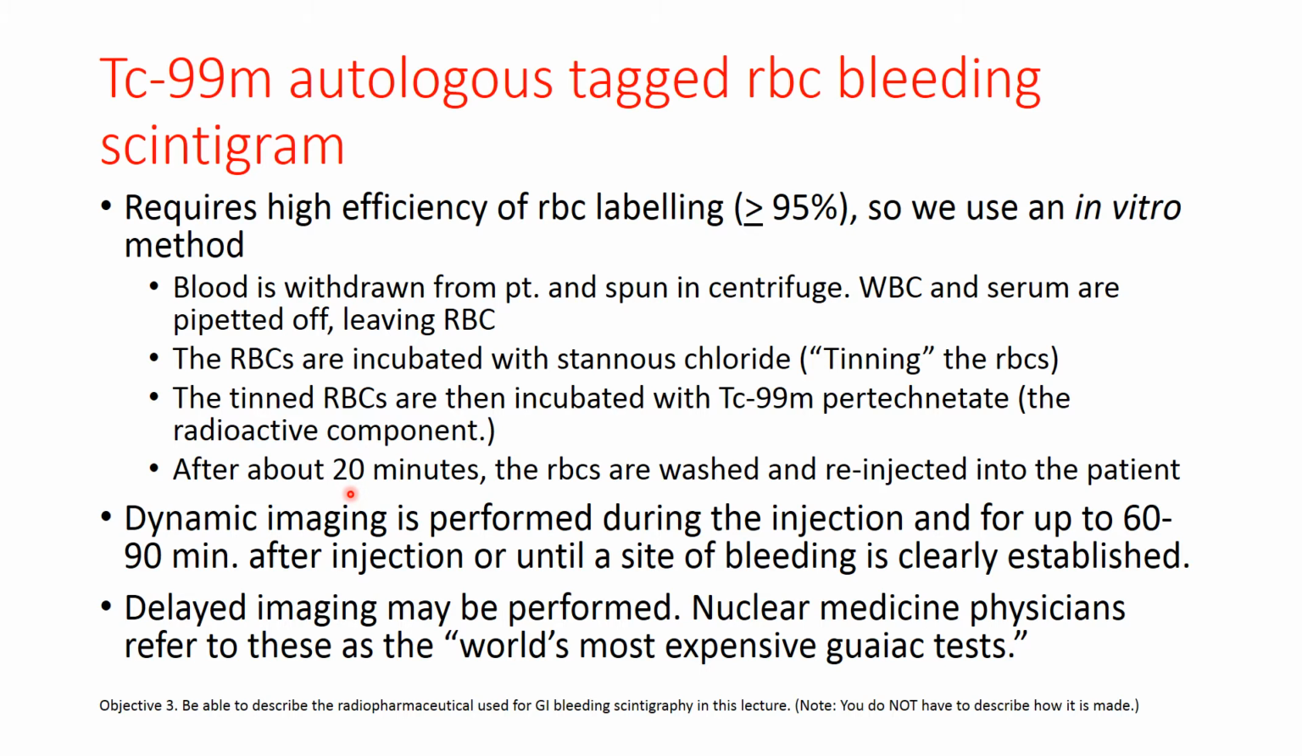department. And so usually what happens is when an order is dropped by the floor or by the emergency room, one of our technologists will go up to the floor or up to the emergency room, draw the blood, bring it down, do the tagging of the blood, and usually by the time the patient gets down there, the tagged red blood cells are ready to be injected. So what we then do is put the patient under a gamma camera and image this patient for usually 60 minutes. If we don't see a bleed by that time, then we can go another 30 minutes or so.